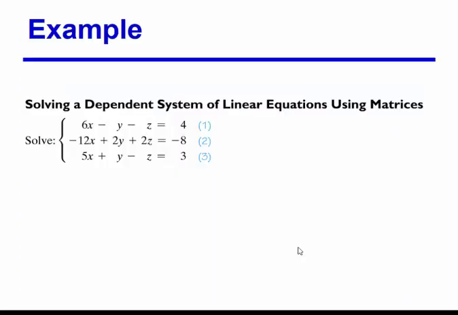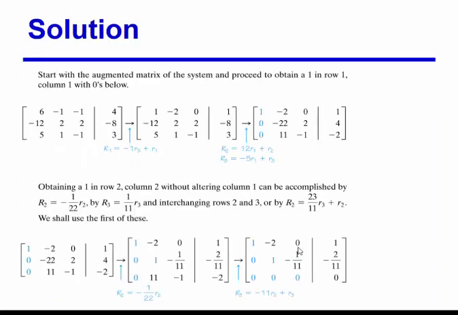So here's an example. We have a system of 3 equations with 3 unknowns. So we're going to write it as an augmented matrix. The first thing that we did is R1 is going to be equal to negative 1 times R3 plus R1. And that gets us our 1 here in the middle. And then for the next step, R2 is going to be equal to 12 times R1 plus R2. And then R3 is going to be equal to negative 5 R1 plus R3.